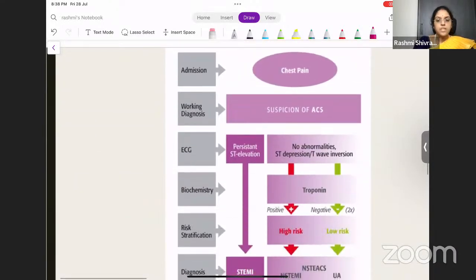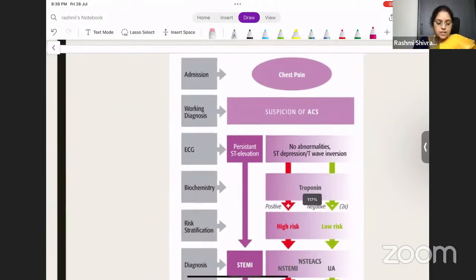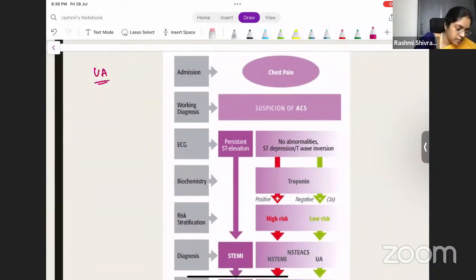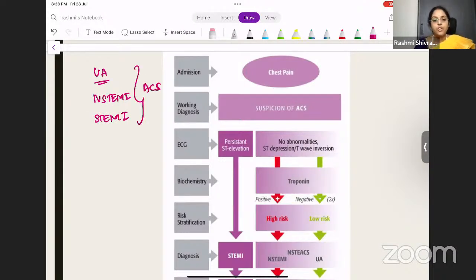Now a patient comes to you with chest pain and you suspect ACS, or acute coronary syndrome. Before we continue, what do you think is acute coronary syndrome? Do you think stable angina, unstable angina, NSTEMI, all these are called acute coronary syndrome? No. Acute coronary syndrome has three terms: unstable angina, NSTEMI, and STEMI. Only these three are called acute coronary syndrome. Stable angina and vasospastic angina are not a part of acute coronary syndrome. So when you say that the person has acute coronary syndrome, he must have either unstable angina, NSTEMI, or STEMI.